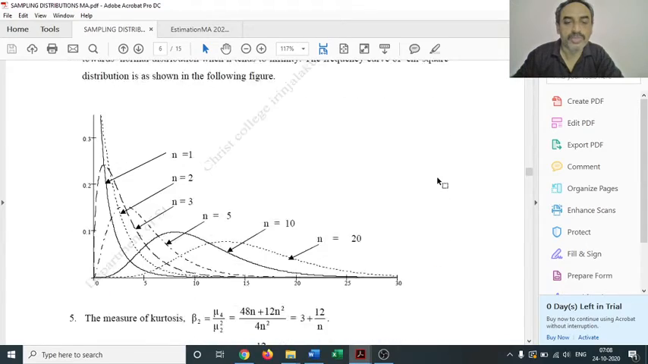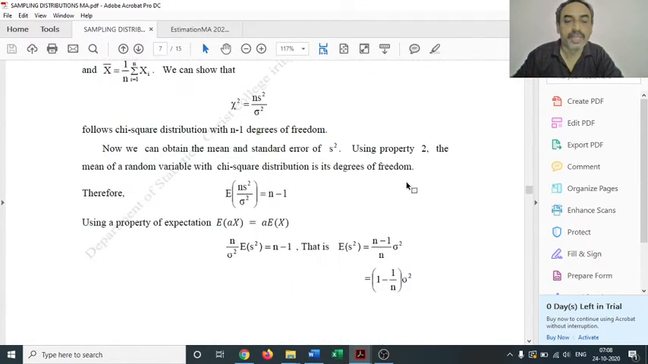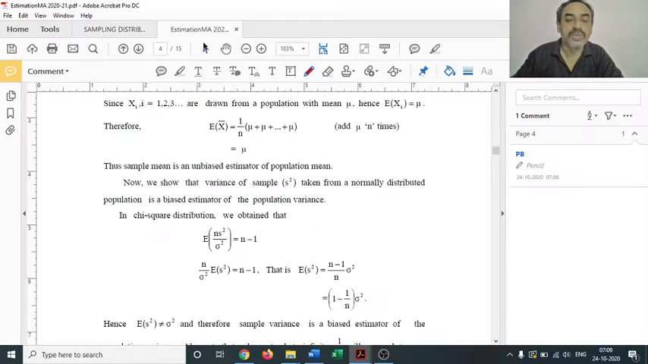Here in the chi-square distribution, we have this property that E of nS square by sigma square equals n minus 1. Because nS square by sigma square follows a chi-square distribution with n minus 1 degrees of freedom, and in the chi-square distribution, the expectation or mean is the degrees of freedom. Therefore, this is chi-square with n minus 1 degrees of freedom. Its expectation will therefore be n minus 1. So here we have the result E of nS square by sigma square equals n minus 1.